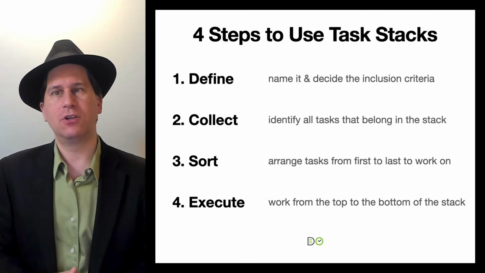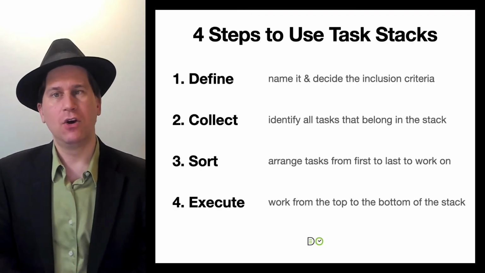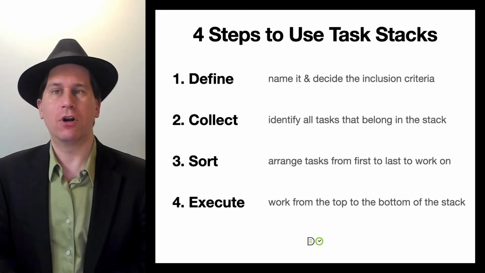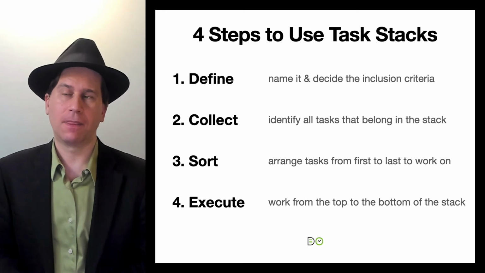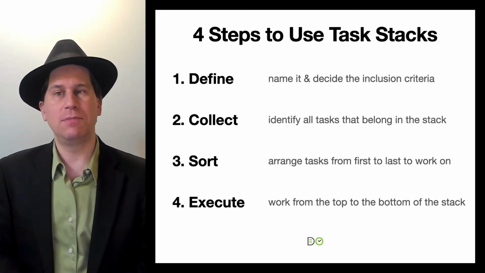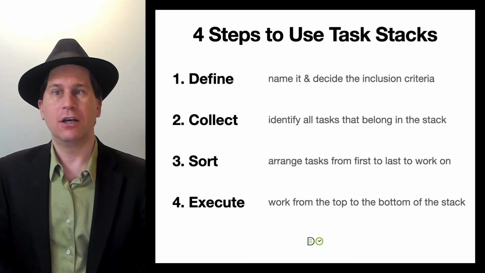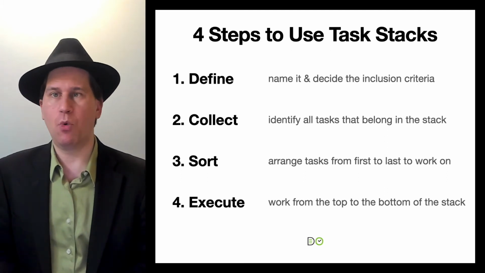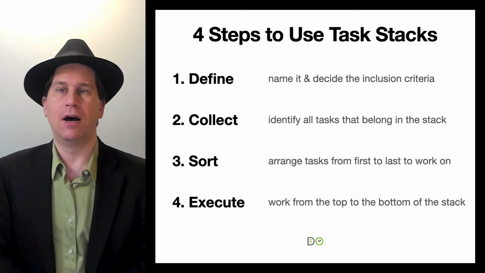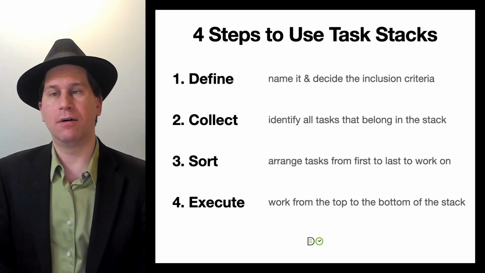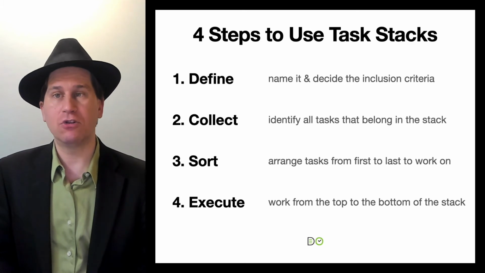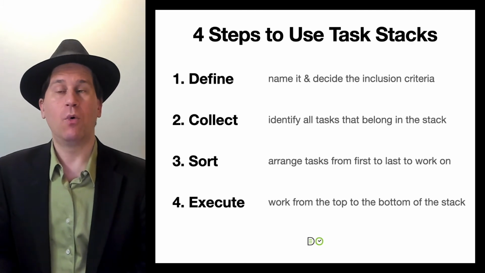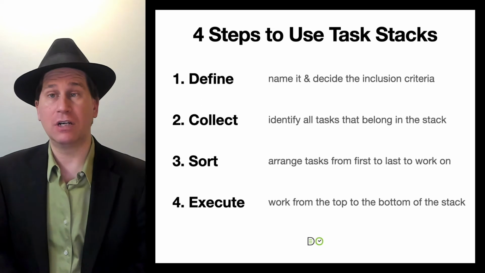So let's dive into how we actually use task stacks. There are 4 steps to using a task stack. We're going to define it, we're going to collect everything that belongs in that stack, we're going to sort it, and we're going to then execute on that stack. Now, the definition is going to be the same as your time block. It's going to be something with a short name: marketing, admin, deep work, house chores, etc. That also indicates the inclusion criteria. We're going to collect everything that belongs in that category and put it in that stack.